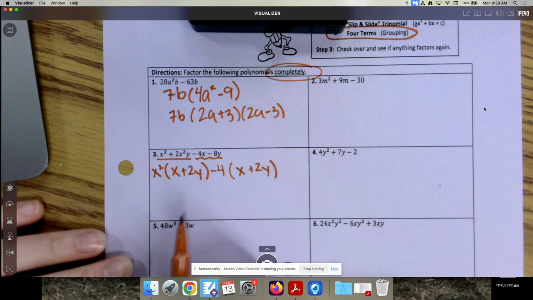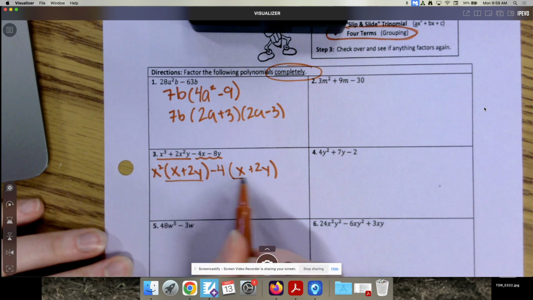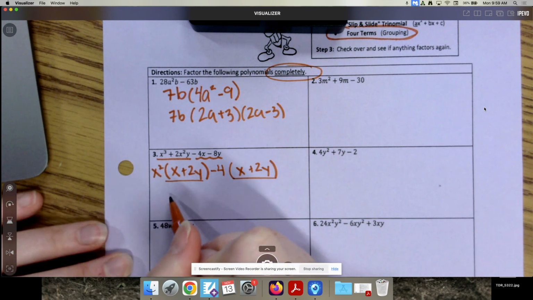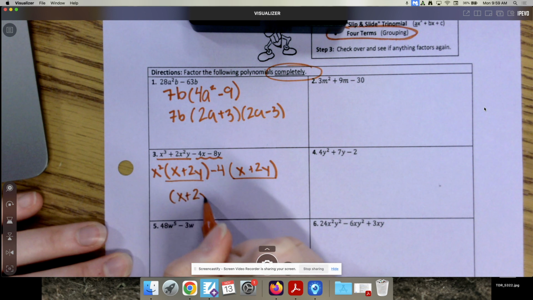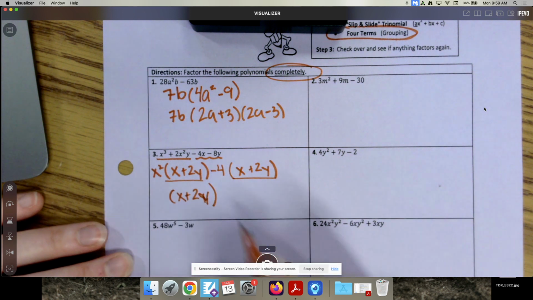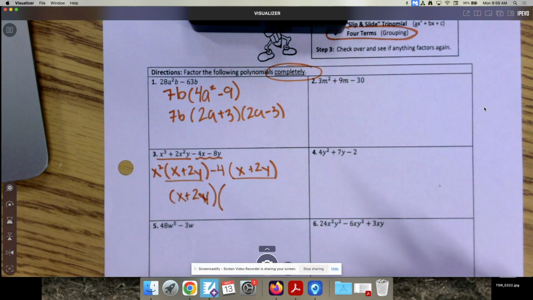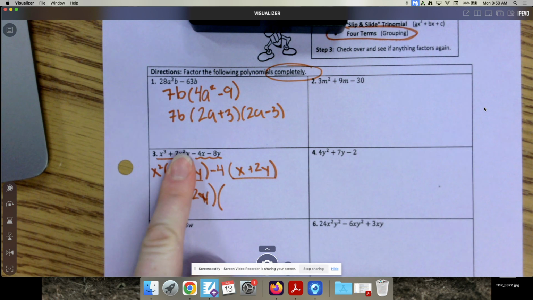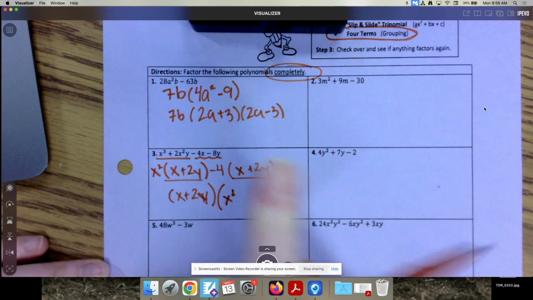And now we have these 2 parentheses that are the same, which means we can take it out. So now we can take out an x plus 2y. And we still have to write what's left over. So if the x plus 2y is gone, what's left over of our first term? X squared. What's left over of our second term? Minus 4.